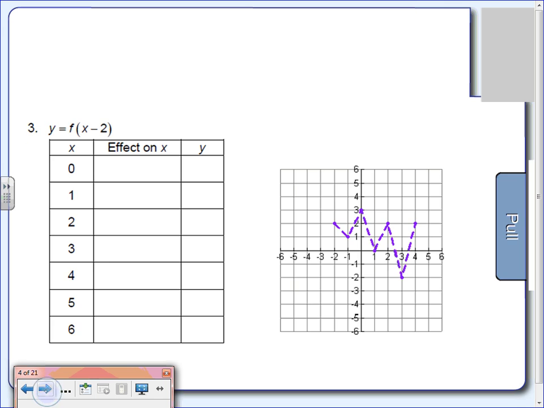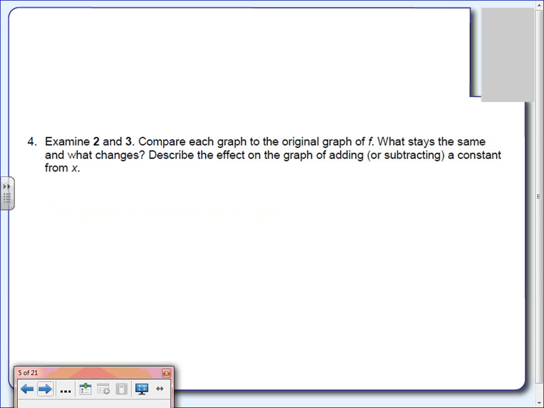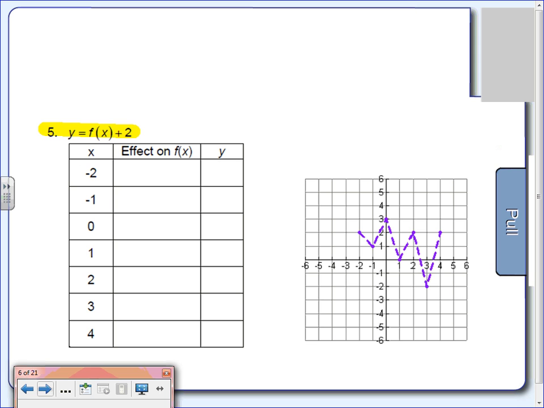Once you get those 2 complete, you're going to answer number 4 for me. What do you notice about the graphs? Okay? Let's go to number 5. Notice on number 5, we're going to add 2 again. But this time, the addition is on the outside of the parentheses. This time we're adding 2 to the function. It's not inside the parentheses, now it's on the outside.